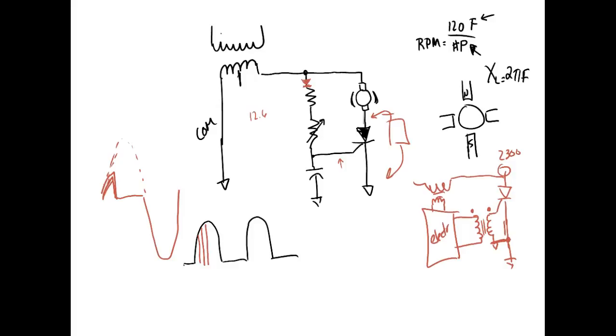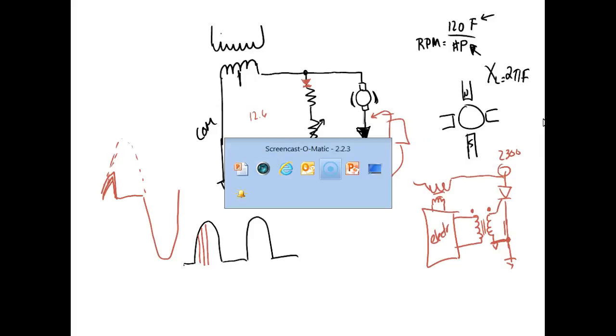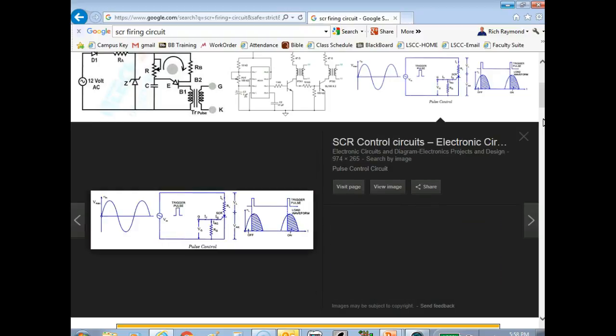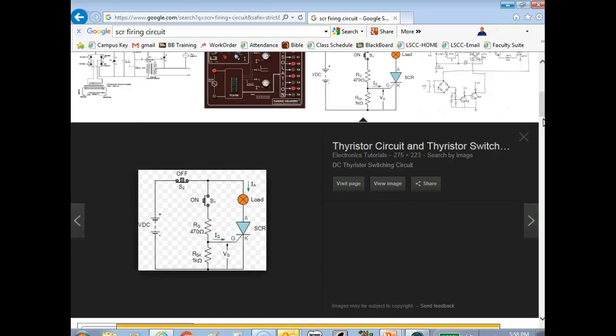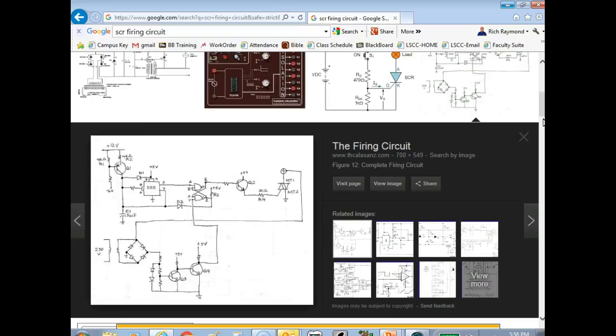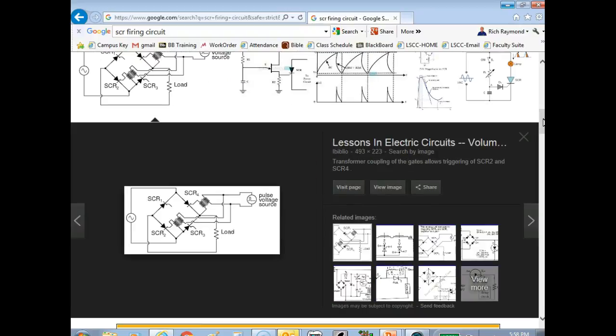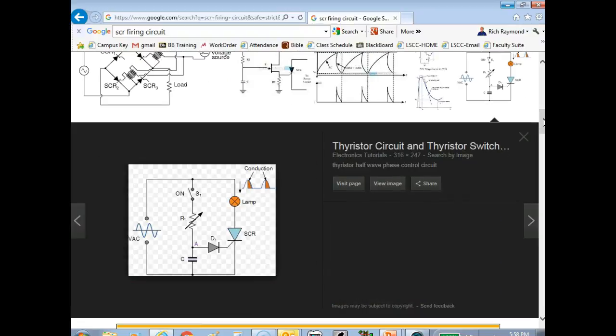We used to do SCR labs, and we made sure the students understood that. Normally we fire it through a circuit that gives us a high energy pulse. So normally we fire it with a device called a UJT or a device called a PUT, which is a programmable UJT, which is becoming very popular. I don't see any more complicated circuits. These are pretty simple circuits. This is getting a little more complicated. Somebody drew that up.